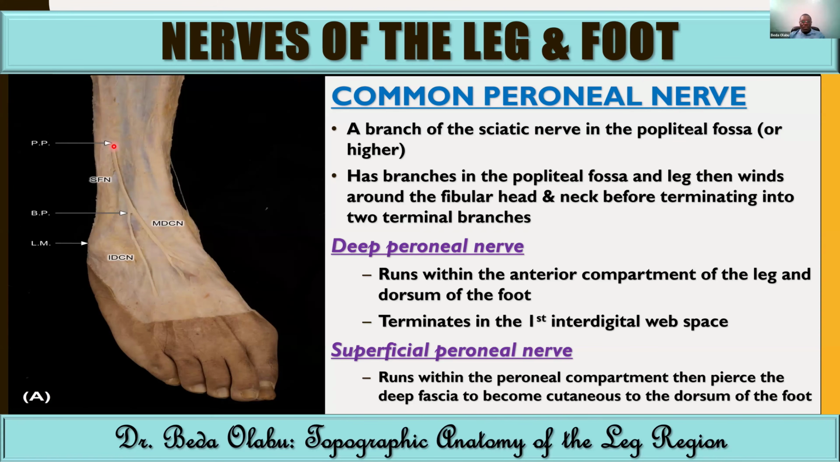Superficial peroneal nerve is a nerve of the peroneal compartment. So it will supply the peroneal compartment, peroneus longus and peroneus brevis.